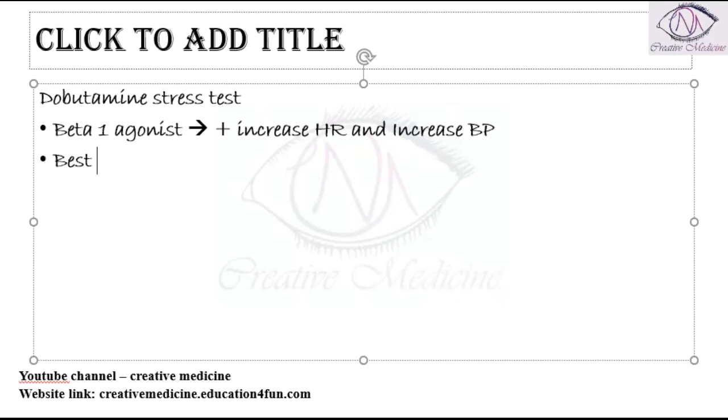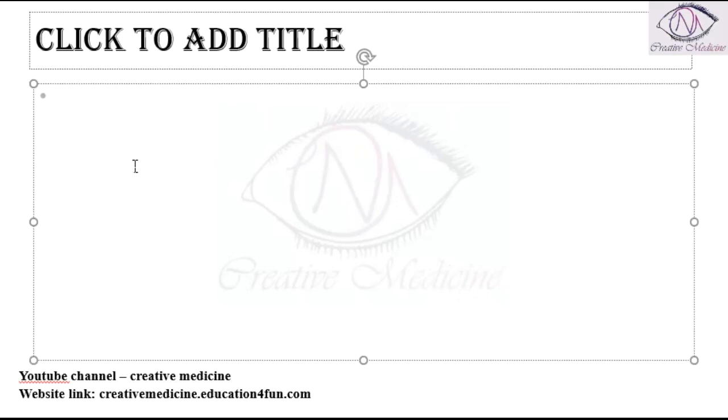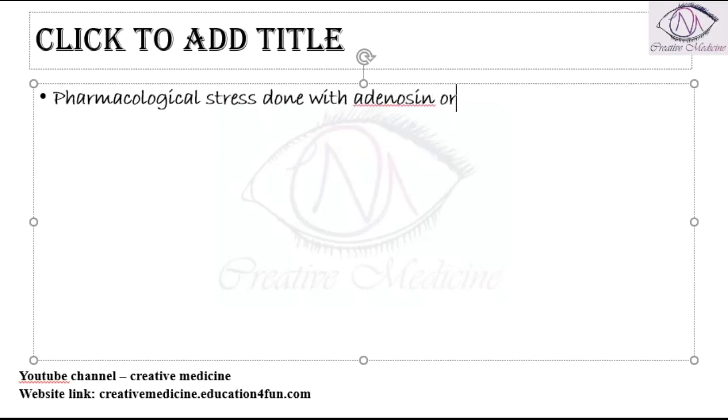The dobutamine stress test is best for patients with reactive airway disease, and it is best if the patient is unable to reach the target heart rate in exercise or in TMT. In the treadmill test, if the patient is unable to reach the target heart rate, then the dobutamine stress test is ideal. Then we can also do a pharmacological stress test with adenosine, or with dipyridamole.